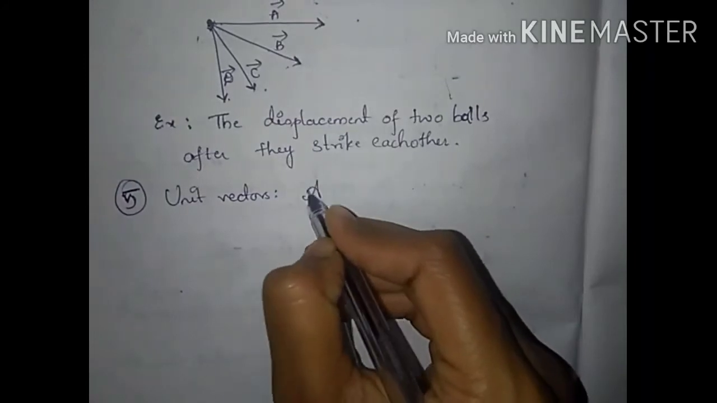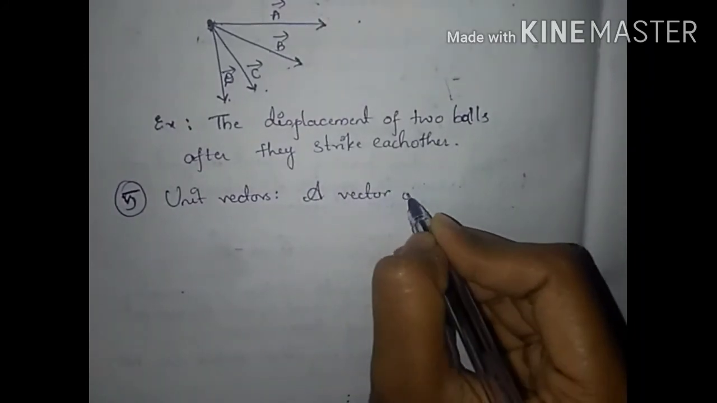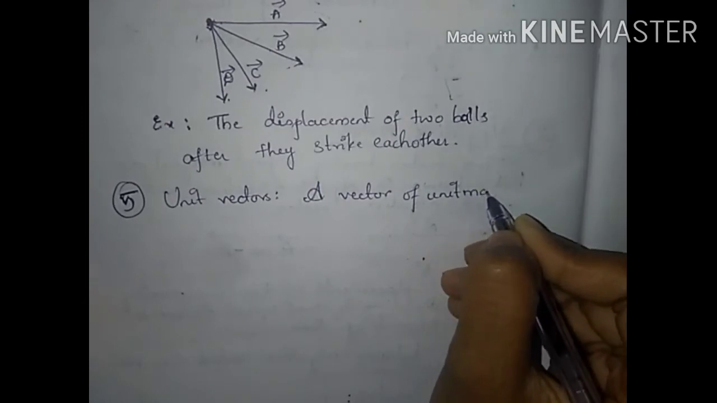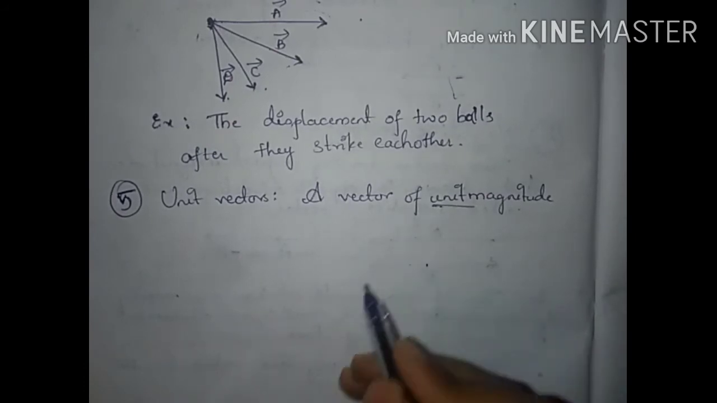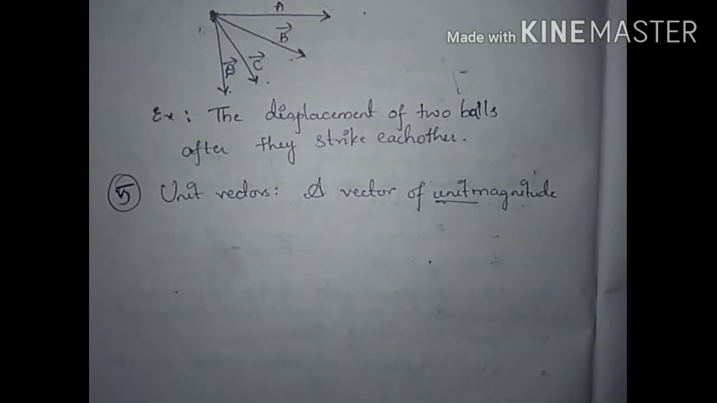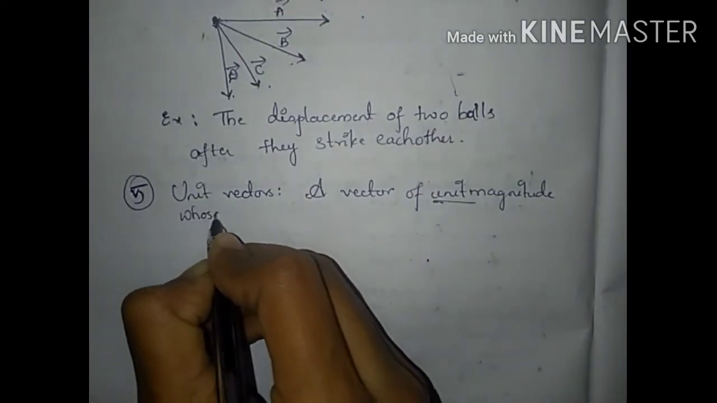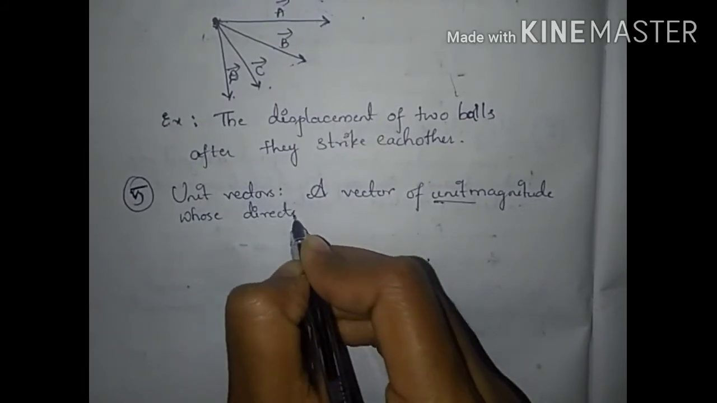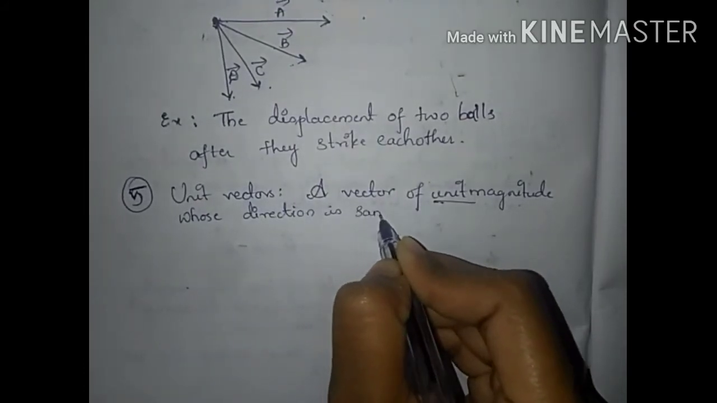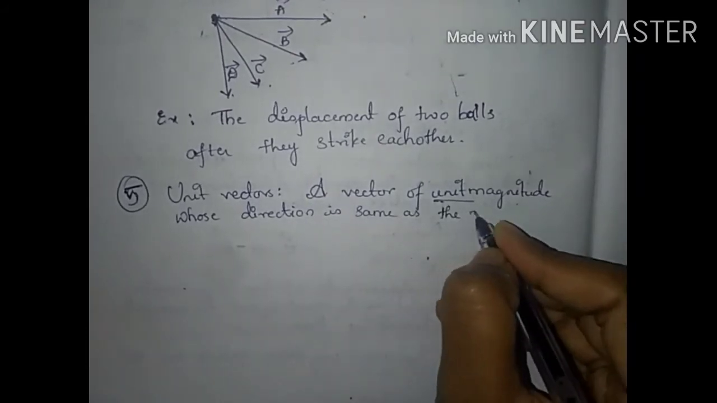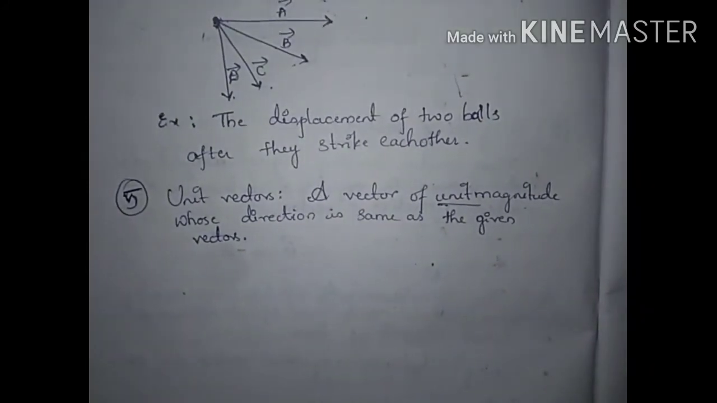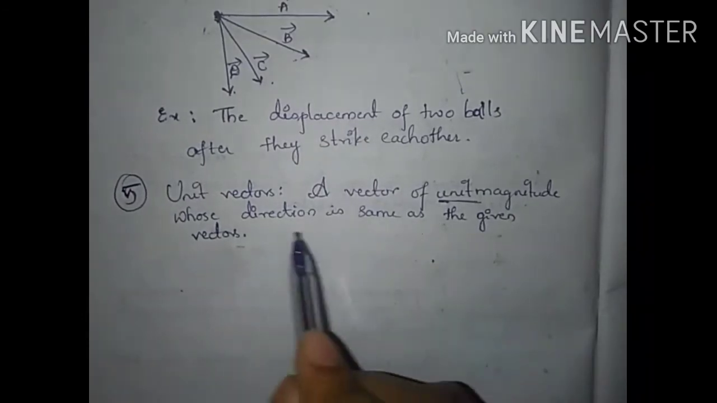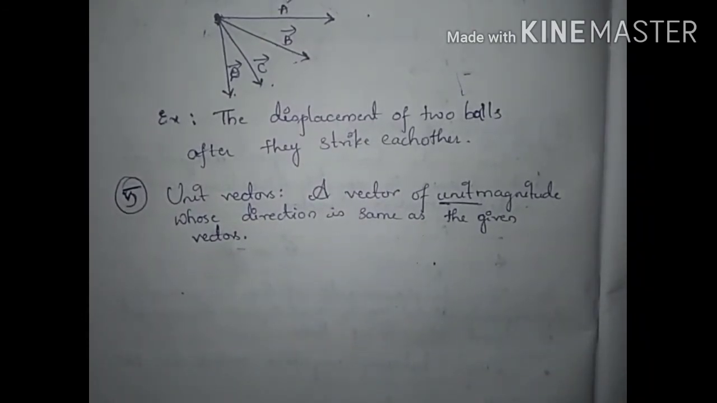Now next, let us see what a unit vector is. A unit vector is a vector of unit magnitude. These vectors will have unit magnitude and their direction is the same as that of the given vector. Such kinds of vectors are known as unit vectors. They will have unit magnitude and their direction will be the same as the given vector.